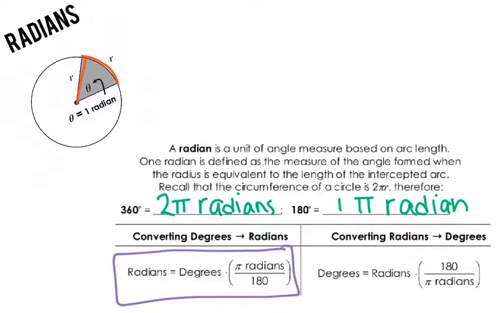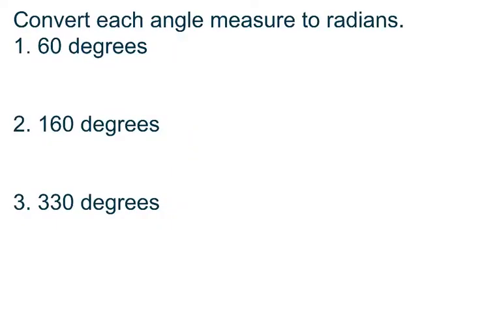And then if you want to convert from radians to degrees, you're going to use the right-hand formula. And we're going to look at some problems, and I'll let you try it in just a minute. It's pretty easy, I think. So we're going to convert these to radian measures because that's pretty easy right now.